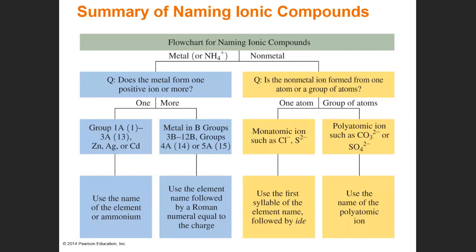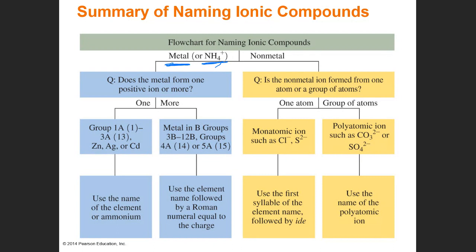Okay, so this is a good chart just to summarize all these different naming conventions. But it's always going to come down to just naming the positive ion followed by the negative ion. All the complexity is in determining the name of the positive ion and the name of the negative ion. For the positive ion, it's either going to be a metal or NH4. That's the only positive polyatomic ion. So look for those.